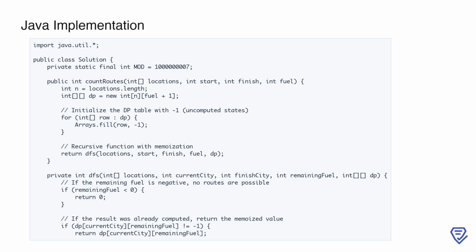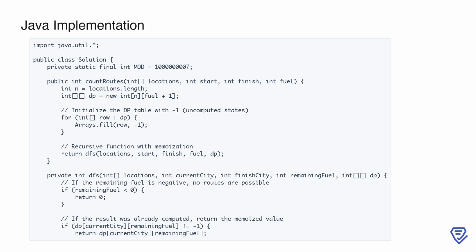We initialize a 2D array, DP, to store the results of subproblems, with dimensions based on the number of cities and the fuel capacity. Each cell in the DP table is initially set to -1, indicating that the state has not yet been computed. The computation relies on a helper method, DFS, which is defined as a recursive function with memoization. This allows us to explore all possible routes efficiently while avoiding redundant calculations.